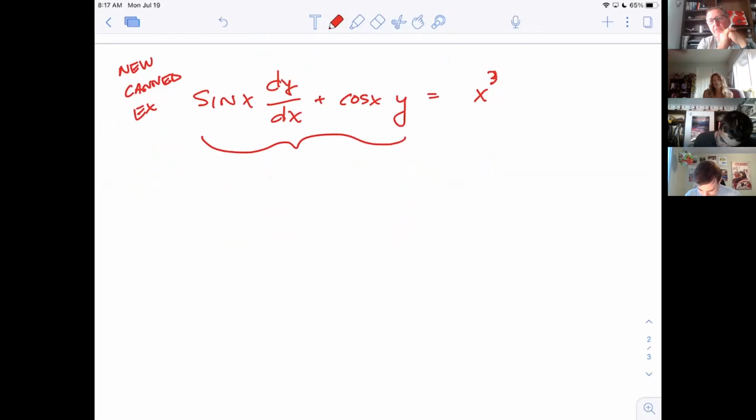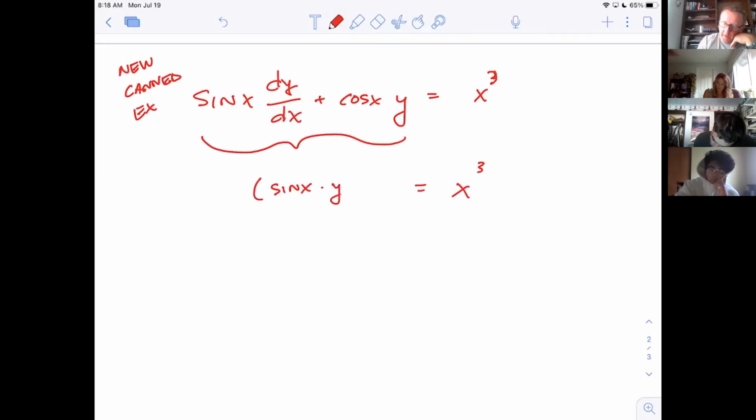Hey, someone just took the product rule. Can you unproduct rule that and tell me what it would be? The right side isn't changed, but what's another way to write the left side since the product rule has been taken? The derivative of sine of x times y. Sine of x times y, take the derivative of that. Do you agree with that?